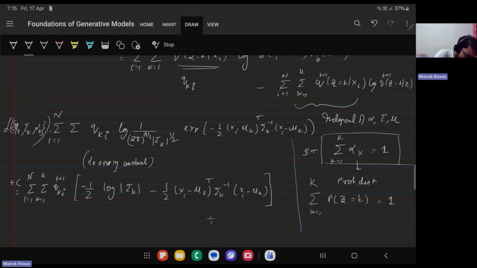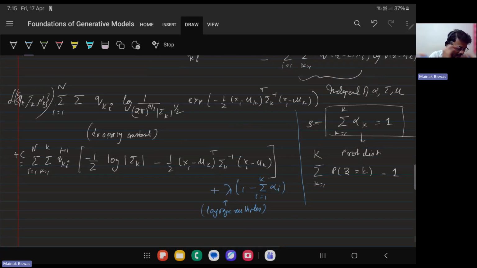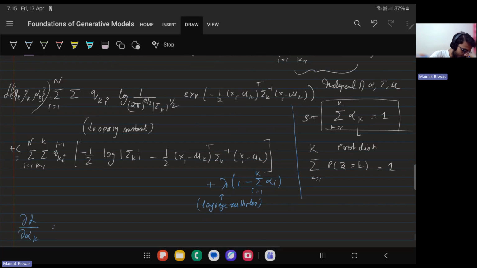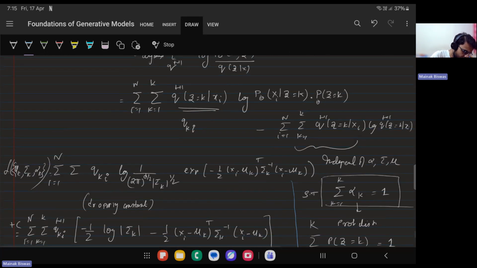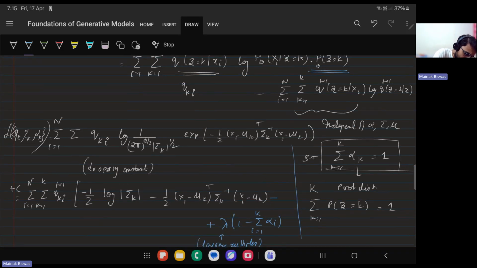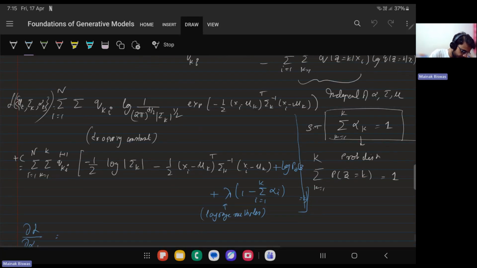And to add the constraint, I will use the Lagrange multiplier, and I'll say 1 minus the summation over i equal to 1 to K of alpha i. This is how you do that, right? Now the first parameter I'll find is by taking dL/d alpha k. Just a moment, I have this term as well. So I will write down plus log of p theta of z equal to k as well. I forgot that term.